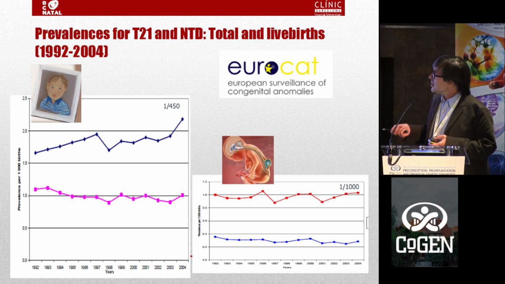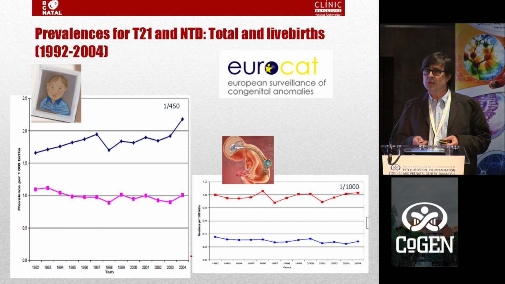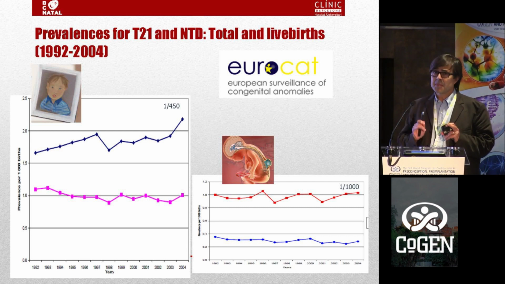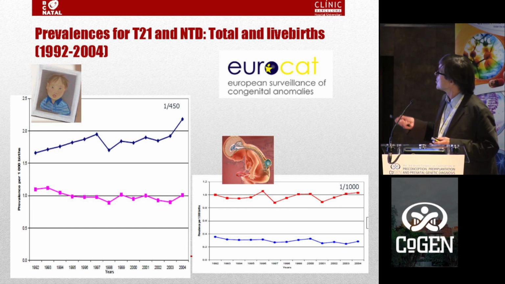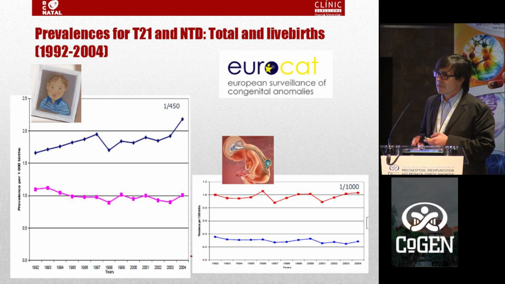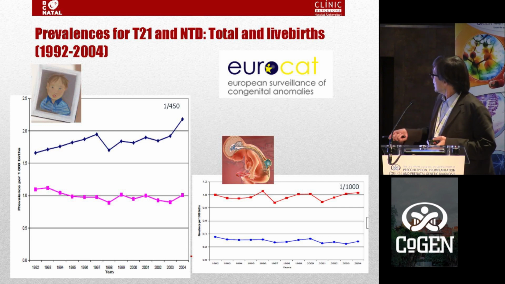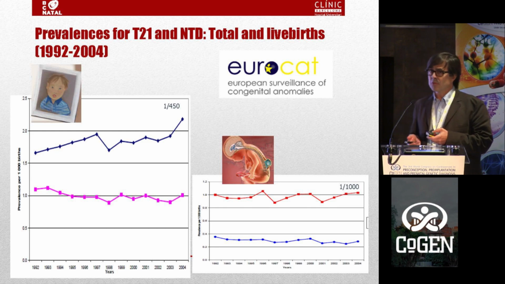The prevalence of Down syndrome has been going up from 1 in 700 to 1 in 450. This is EuroCat. You know that EuroCat is all the population registries of Europe, so this is not data coming from particular, very specialized hospitals, but from the general population through these registries. So now in Europe, this is the prevalence of Down syndrome. And neural tube defects now in Europe are 1 in 1,000, and some decades before it was much higher than this.